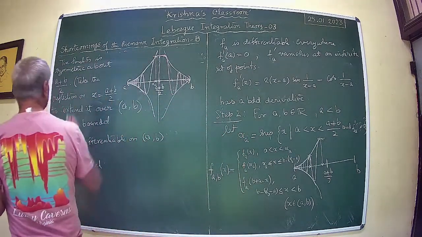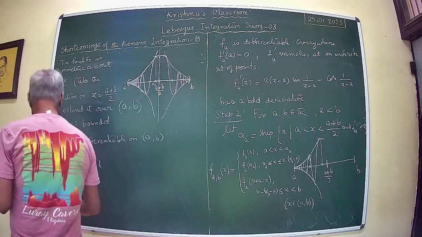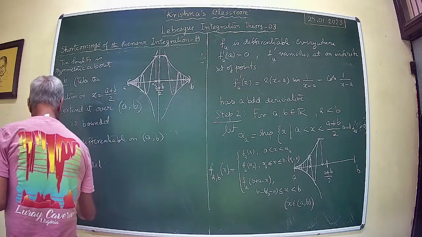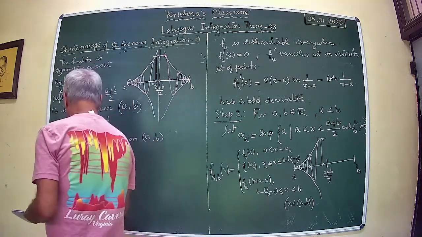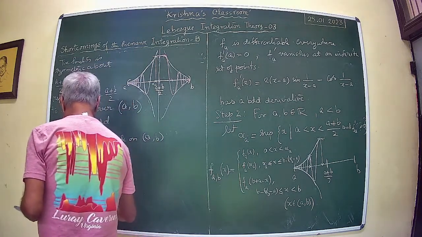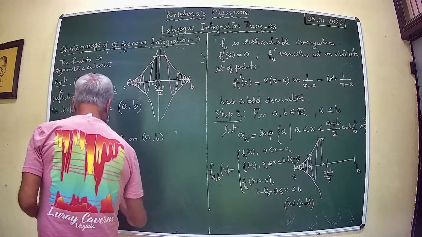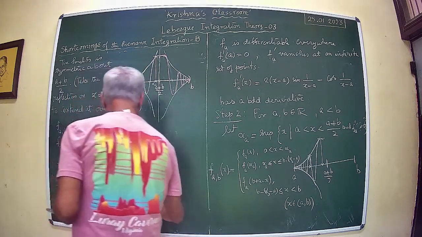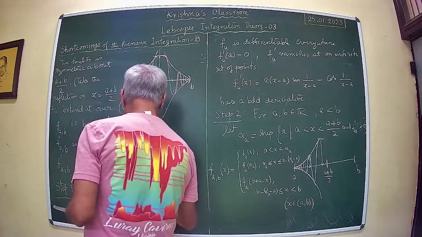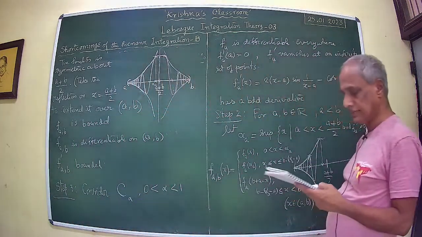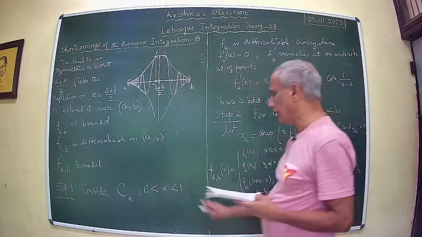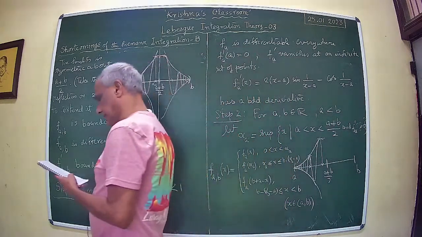So we have got the ingredient now. In step 3, we consider the Cantor set C alpha for 0 less than alpha less than 1. Take some alpha that lies between 0 and 1.